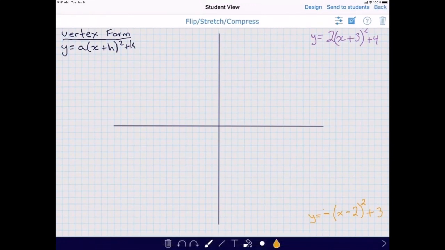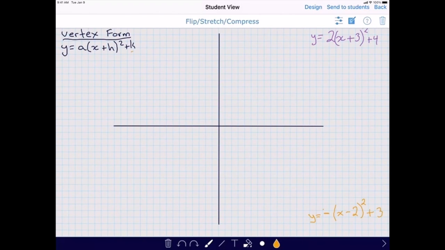In this video, I want to put all of the transformations that you've learned so far together and do multiple transformations on graph paper. I've got the vertex form written in black on the left, just to remind you of what the A, H, and K values are. So let's review.